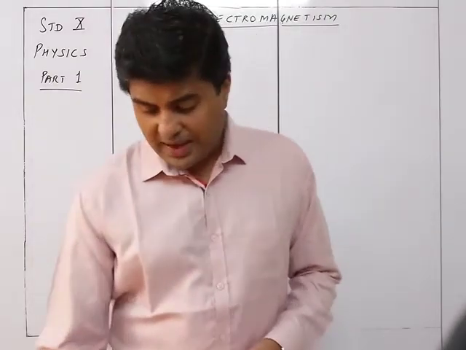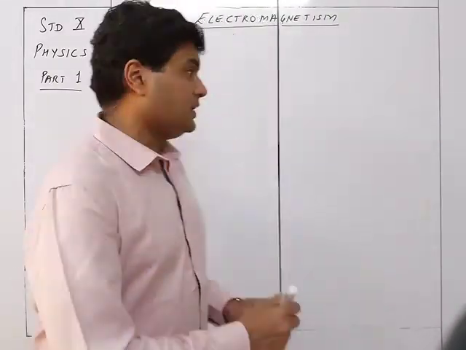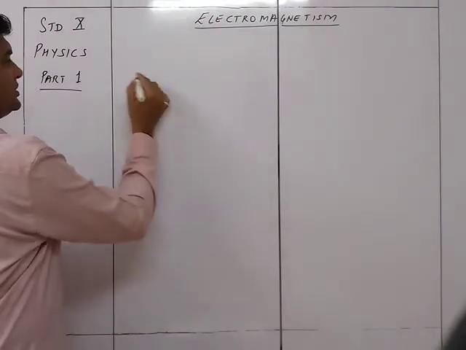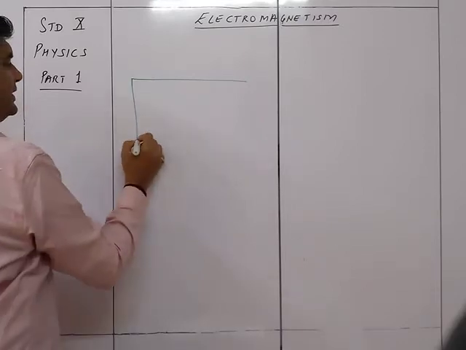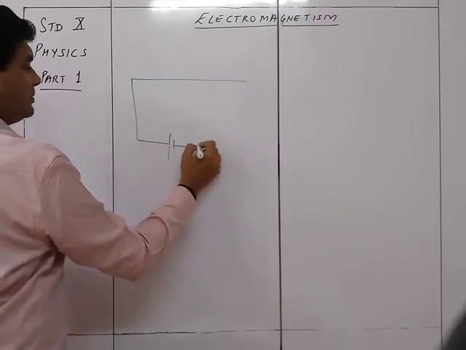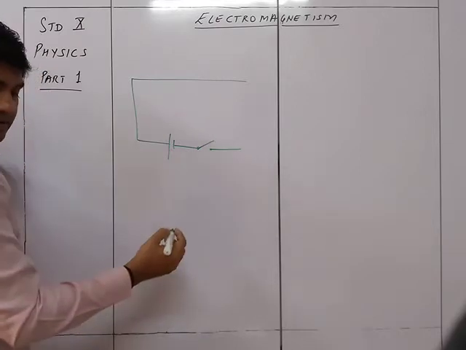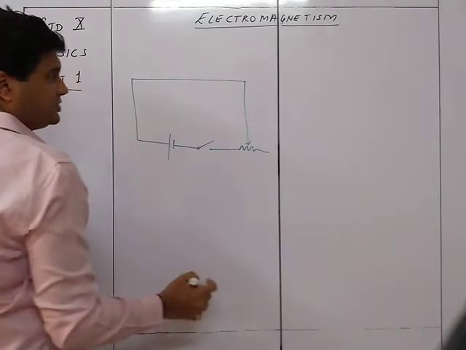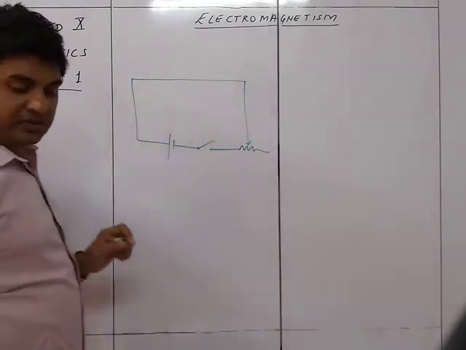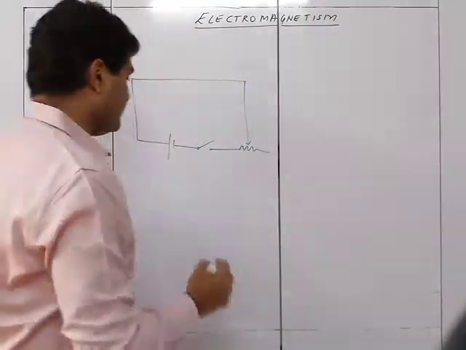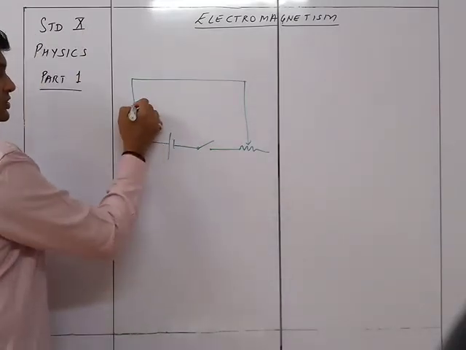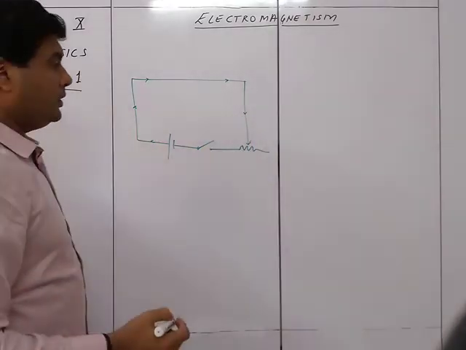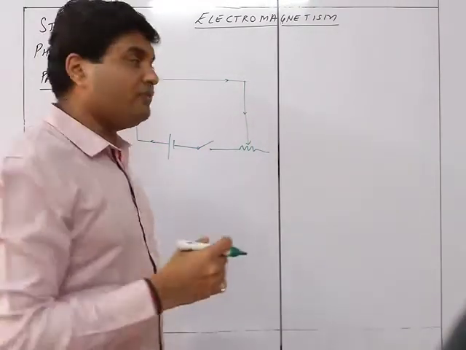Now it was found that when there is a particular wire, suppose I just take a circuit, the circuit is like this: there is a wire over here, a battery out here with a key over here, and then some resistance over here. If you take this particular wire, we know that the current is going to flow in this direction, like this.